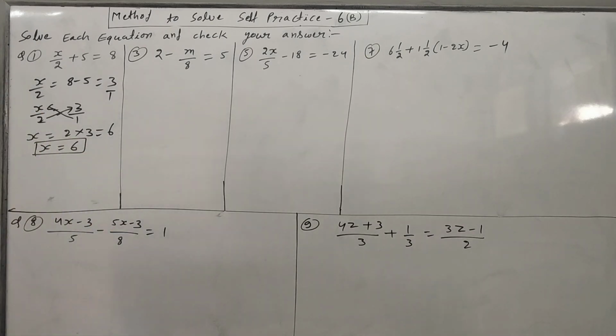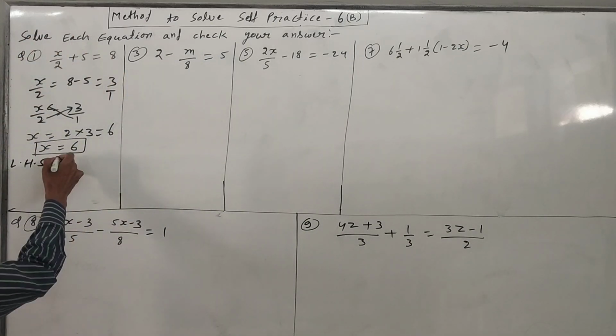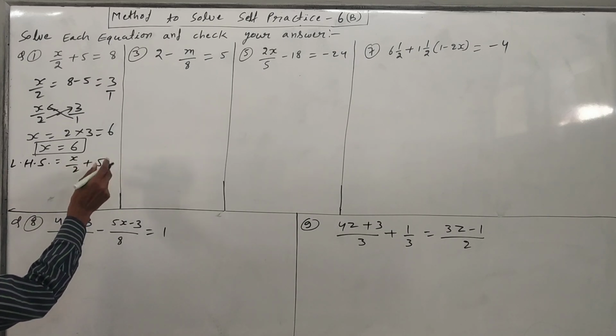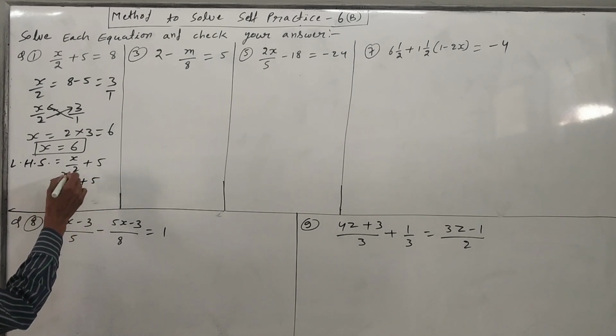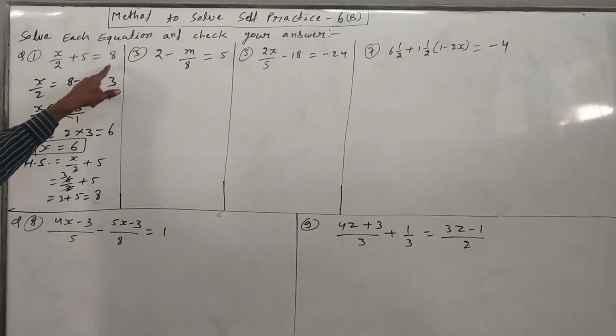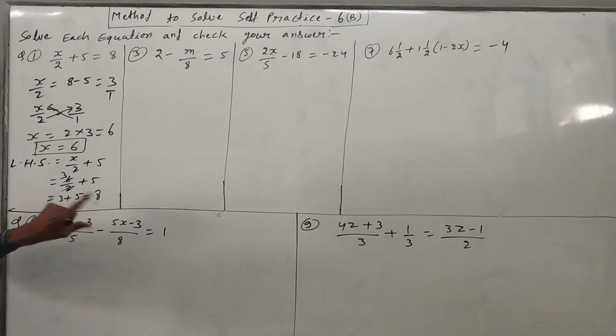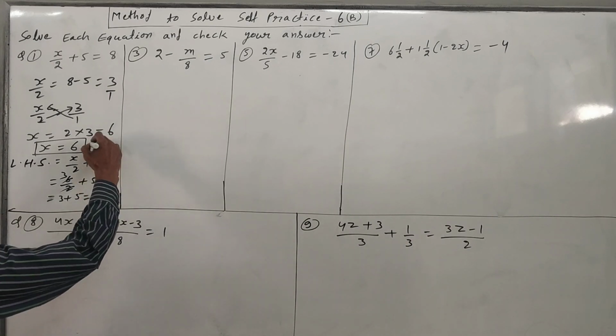Now we have to check the answer. In the checking part, we put the value of the x variable in place of x. This side is called LHS, and this side is called RHS. In LHS we have x upon 2 plus 5. Now we put the value of x: 6 upon 2 plus 5. We cancel out, 3 will come, and 3 plus 5 is 8. The RHS is also given as 8. So this one is 8 and this one is also 8, which means both are equal. So it is correct. This is the checking part, which means our answer is correct.